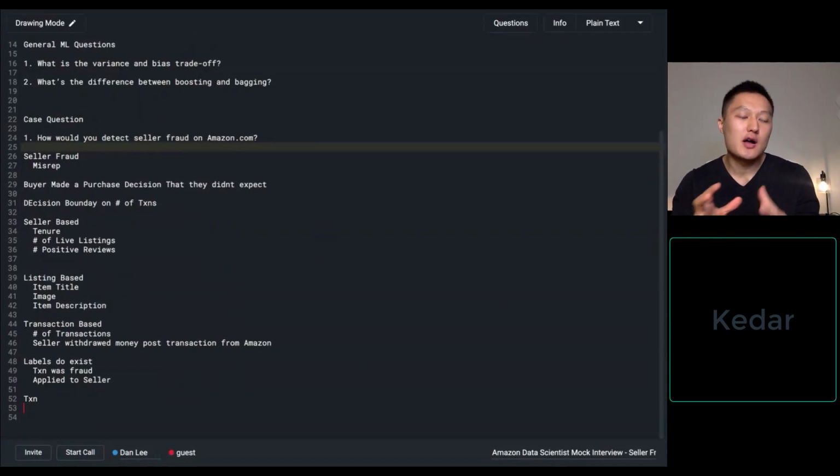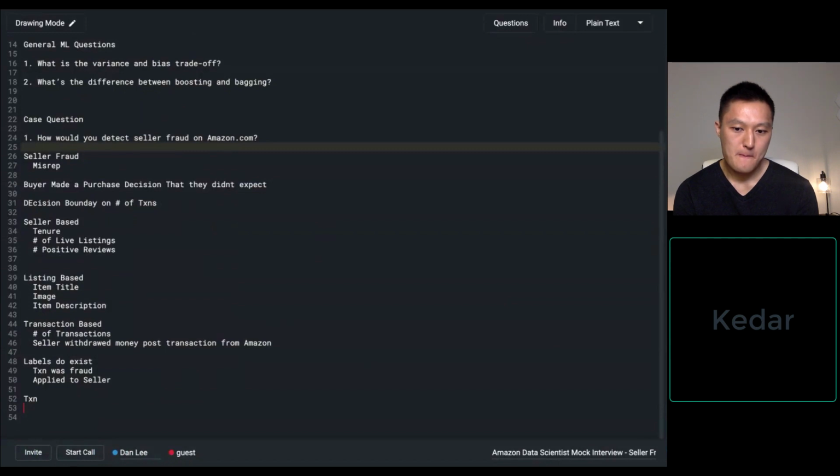Okay, so I want to talk a little bit more about your modeling technique. You proposed some ideas about maybe using logistic regression model or tree-based or random forest. But can you talk a little bit more about the feature engineering, feature selection process during the model?